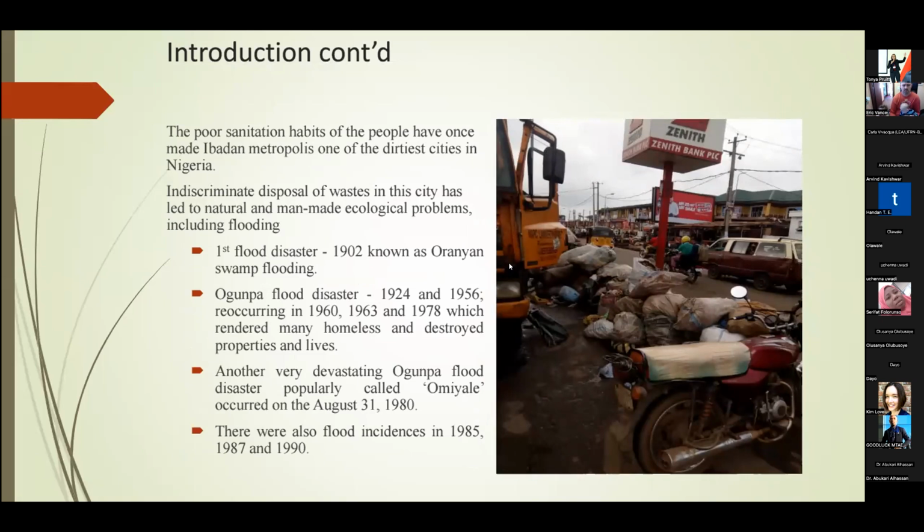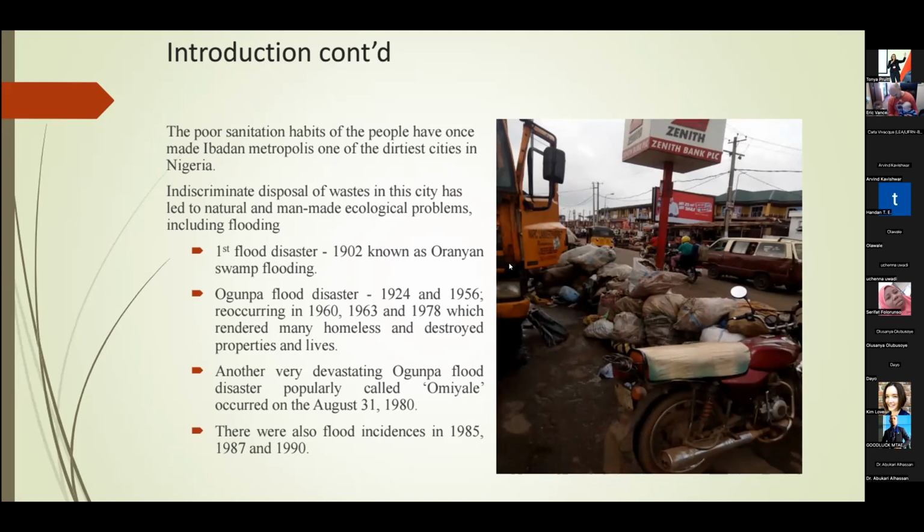And if you look at that picture that we have there, that is a main road in front of one of our markets and along UI Road. So this market is called the Bodija Market. And you see the way waste are dumped indiscriminately. So this habit of the people has led to some man-made ecological problems, resulting in flooding.